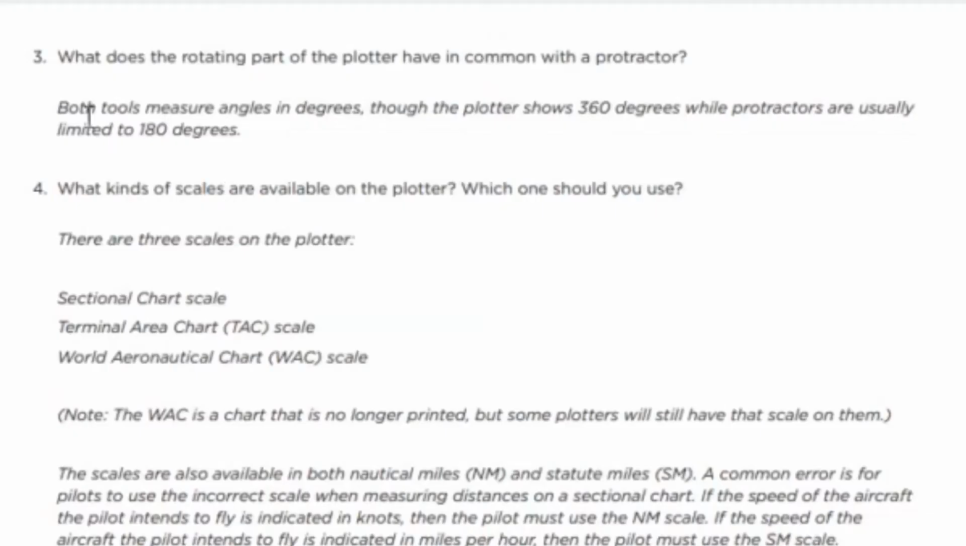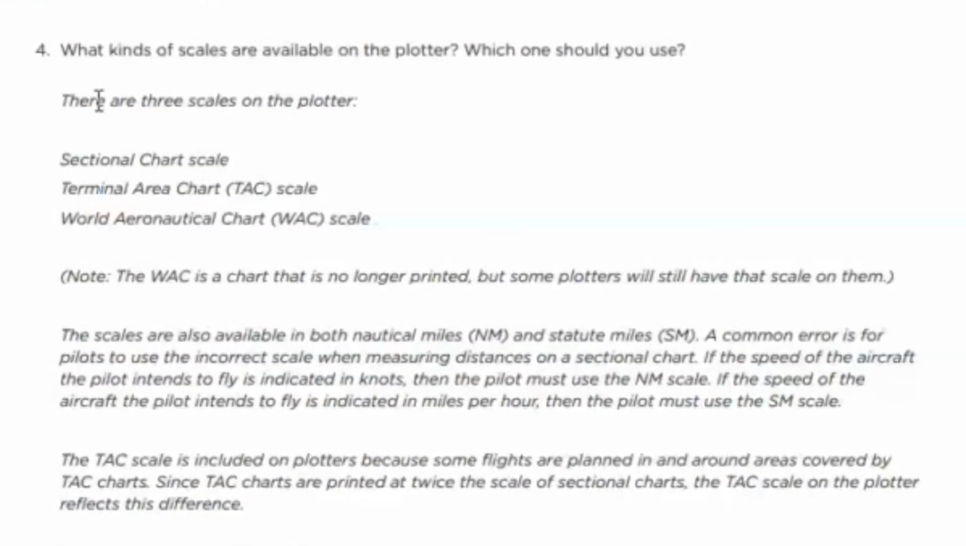Going back to this, it says both tools will measure the angles, but one is limited. If you're using a protractor style plotter like I have, you're limited and have to work with that. You're not able to turn it. So question 4, what kinds of scales are available on the plotter and which one should you use? Well, there are different charts that exist too. There are 3 different scales.